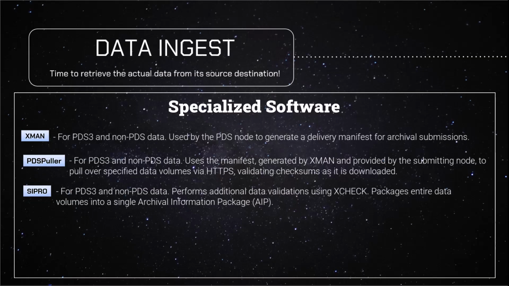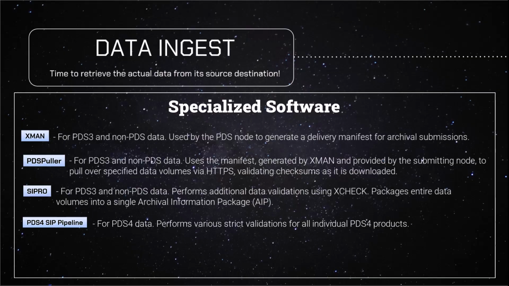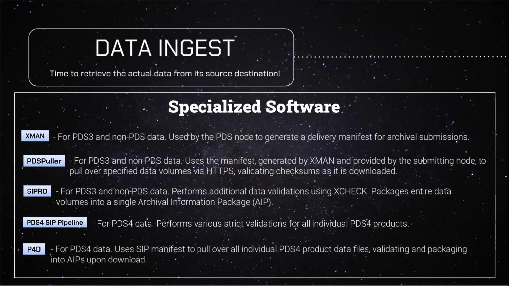For PDS-4, the delivery manifest is generated by the submitting node using software provided by engineering and included upon submission to the NSSDCA. Our PDS-4 SIP pipeline performs many very strict validations on the submission information package, the delivery manifest, and each and every PDS-4 product provided by the manifest. This could and has reached into the millions. Once validation on all the products is complete, the PDS-4 Parallel Puller and Package Daemon, or P4D, processes each PDS-4 product in turn. This means pulling over the product data files, validating checksum information for each data file, and packaging into an AIP.